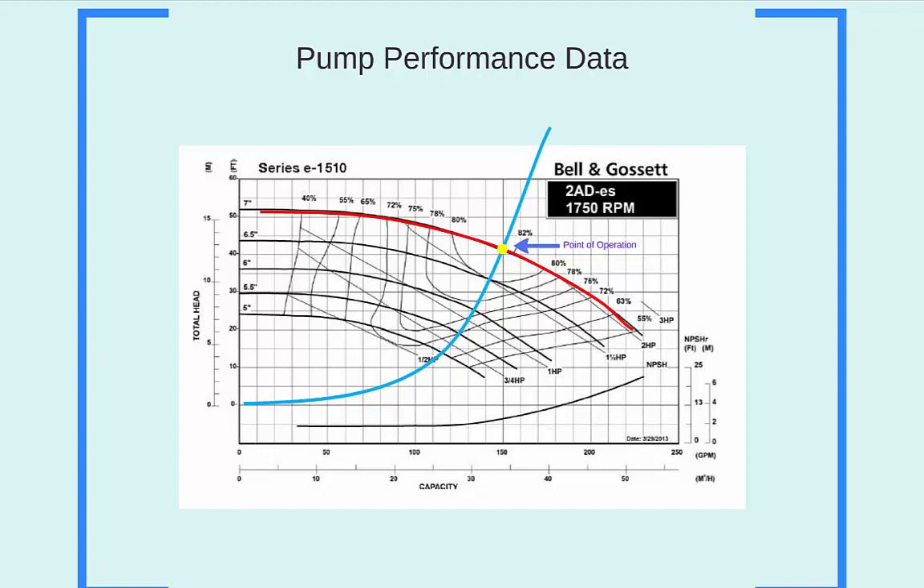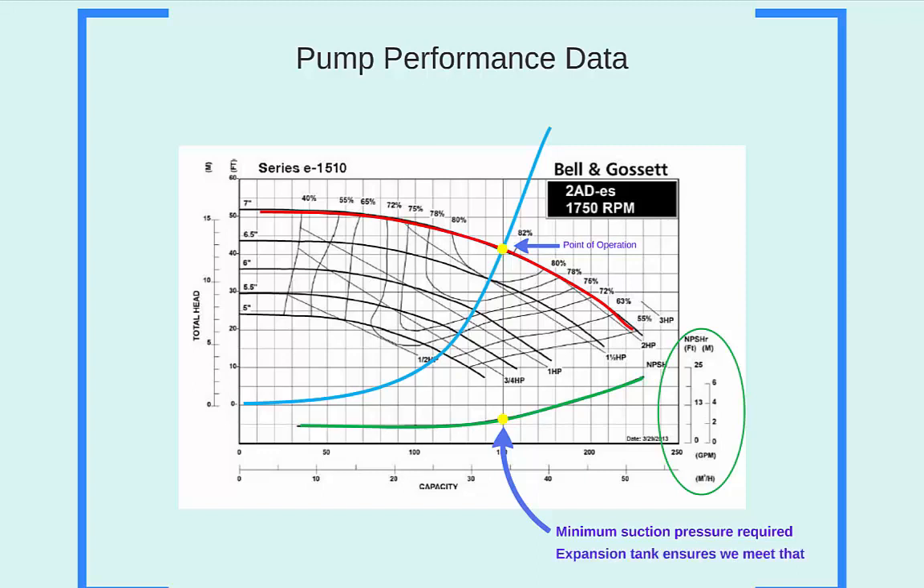The only other information on this performance data we want to point out now is that of net positive suction head. It is shown on this curve here, and you actually need to read off its value on the right-hand vertical axis. This value is just stating the minimum required pressure that needs to be maintained on the suction side of the pump to ensure cavitation does not occur. How do we ensure this minimum pressure is maintained? As discussed before, we can set that pressure by use of the expansion tank. We just have to charge that tank to ensure the pressure in the system on the suction side of the pump is maintained above this minimum for the location on the pump curve that the pump is operating at.